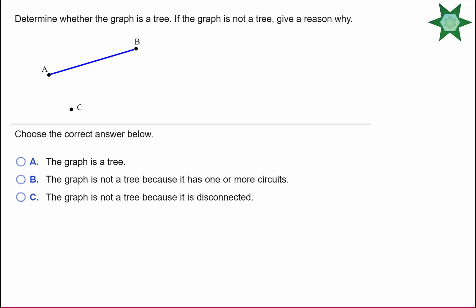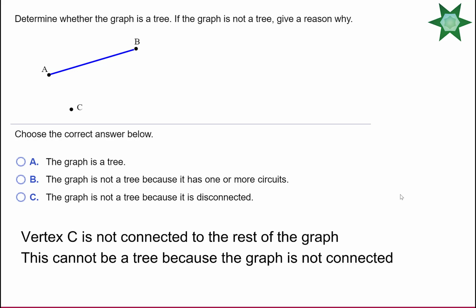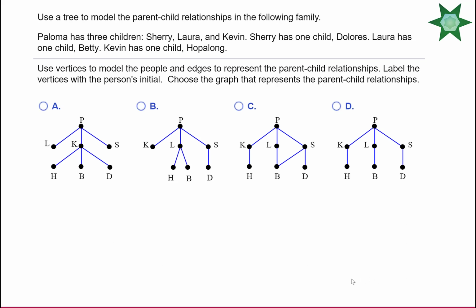Determine whether the graph is a tree. If it is not a tree, give a reason why. So here we have an edge between A and B, but then we have vertex C with no connection to A or B. So this is not a tree because it's not a connected graph. The answer is C.